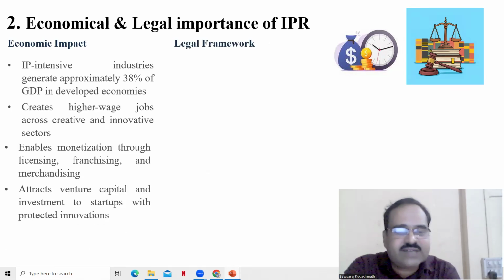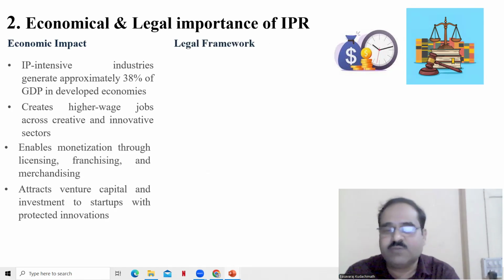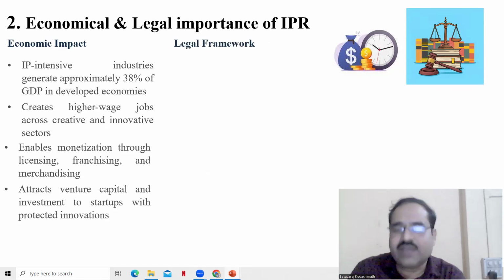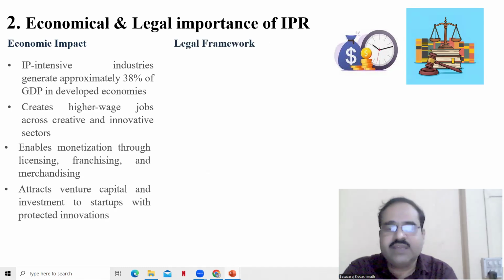Next one is that it attracts venture capitalists and investors to start up with the protected inventions. Venture capitalists will be more interested in new products because they have a large market in days to come. So most of the new investors, small investors or angel investors may come up to support that. This will increase the financial supply, the flow of funds in the market. It encourages the people. That is an economic benefit of intellectual property rights.